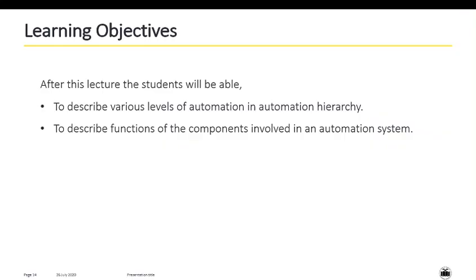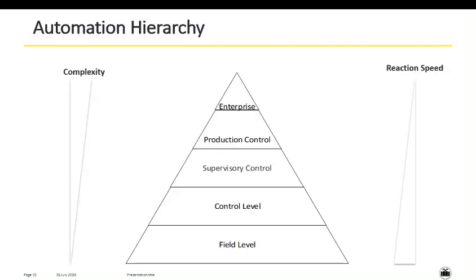So, what are our learning objectives? After this lecture, the students will be able to describe various levels of automation involved in the automation hierarchy. Also, the students will be able to describe functions of automation involved in the automation system. So, let's begin with today's topic.